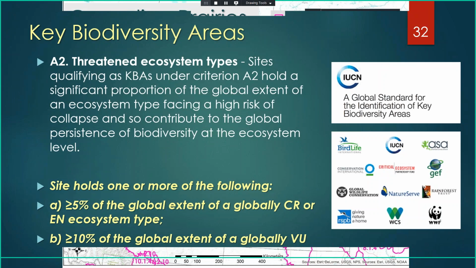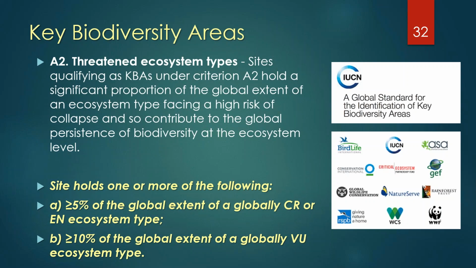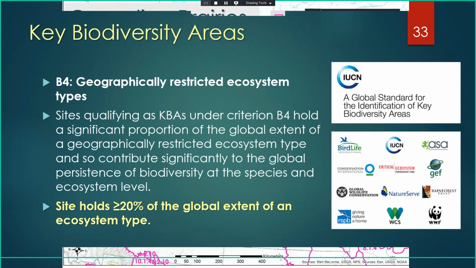And so again, under A2 is threatened ecosystems. Have they scored as critically endangered or endangered? You want to know, are there sites that encompass greater than 5% of the global extent? If there are types that scored as vulnerable, are there sites that encompass greater than 10% of the global extent? And then under B4, aiming at geographically restricted ecosystem types, is there a single site that holds more than 20% of the global extent of that ecosystem type? So now we're going to work through that.